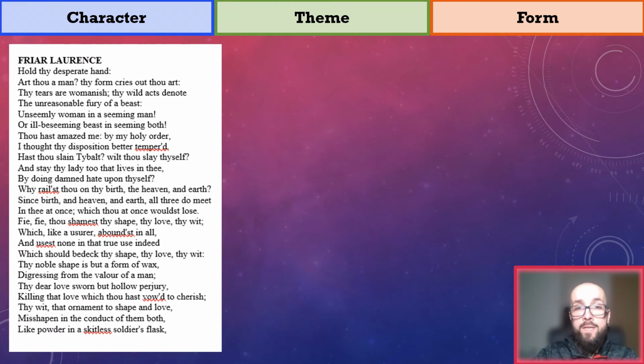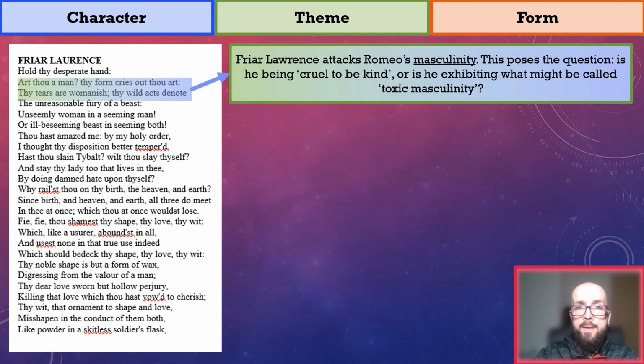Upon seeing Romeo draw his sword, Friar Lawrence steps in with a lengthy monologue designed to bring Romeo to his senses once and for all. To begin, Friar Lawrence attacks Romeo's masculinity when he questions whether Romeo is a man and asserts that his tears are womanish. This poses the question: is Friar Lawrence being cruel to be kind when he profoundly challenges Romeo's identity, or is Friar Lawrence instead exhibiting what we might today recognise as being toxic masculinity when he implies that men should not cry? The interpretation you go for will probably depend on whether you like or dislike Friar Lawrence as a character.